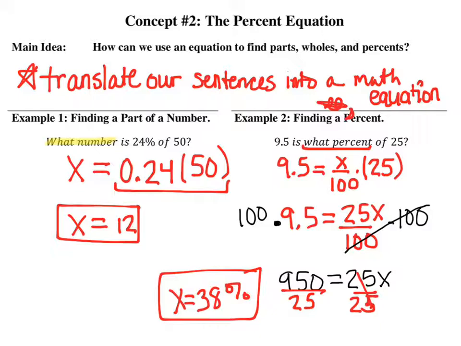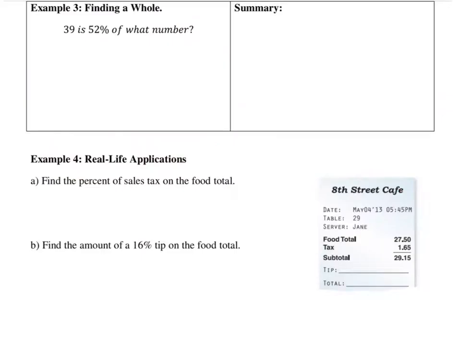So those are our first two examples. Let's try a few more. Alright, example 3, finding a whole. 39 is 52% of what number? So we're going to work it left to right. 39 equals, 52% can be written as the decimal 0.52 of what number?